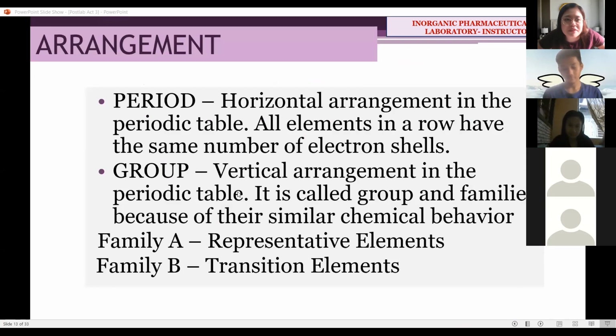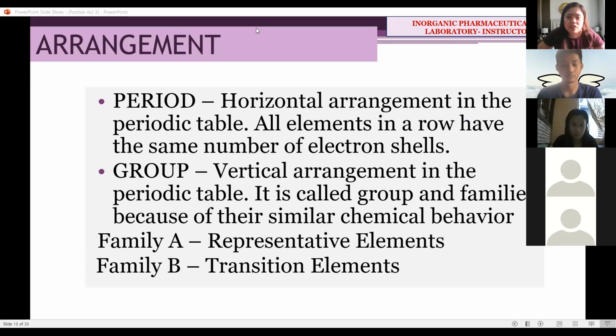Now, arrangement of the periodic table. Again, di-mention ko na ni kagaina, pag period, horizontal. So pareha sa period number 1, we only have 2 elements there, hydrogen and helium. Now, unsa ang similar characteristics nga gina-share sa mga elements sa isa ka period? It's actually the number of electron shells.